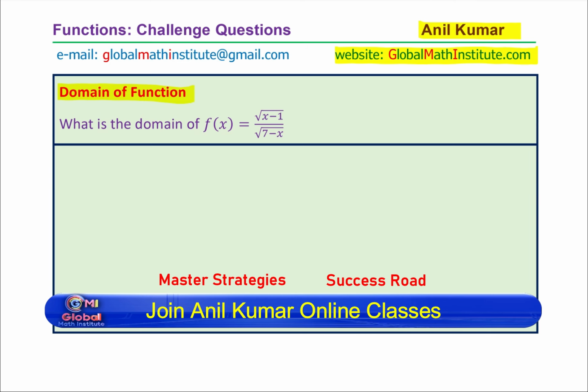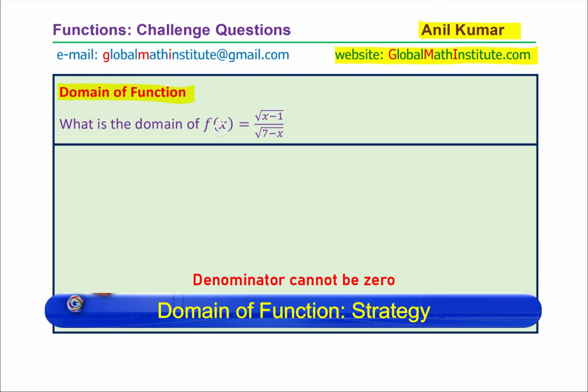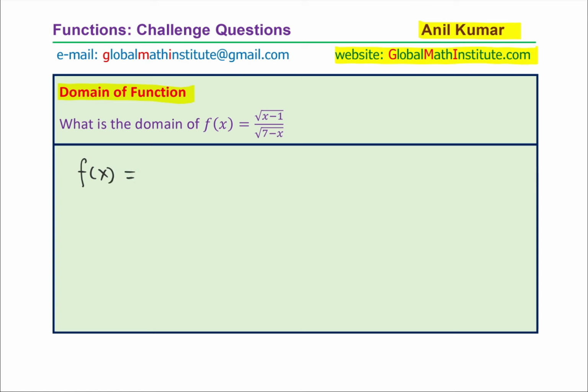The question here is, what is the domain of the function square root of x minus 1 divided by square root of 7 minus x? So let's work on this function, which is f of x equals square root of x minus 1 over square root of 7 minus x. You can always pause the video and answer the question.